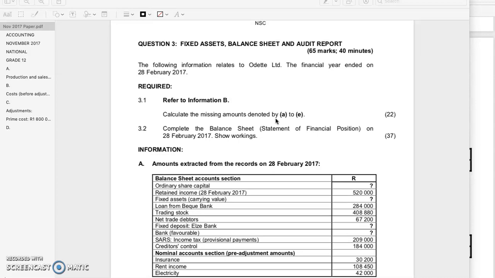So let's get started. Today we're looking at a balance sheet for Ordette Limited, for the financial year ended the 28th of February 2017. Whenever you're doing a financial statement, your year end is very important because it affects all your calculations. So when you're reading your question, always highlight the date, keep that in mind.